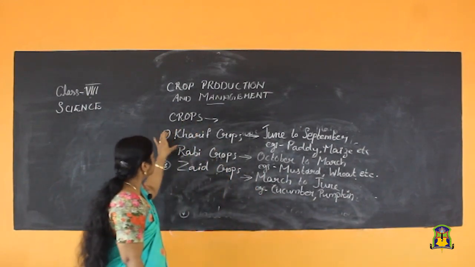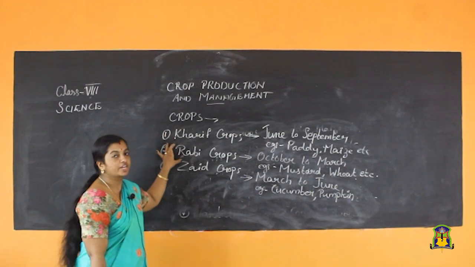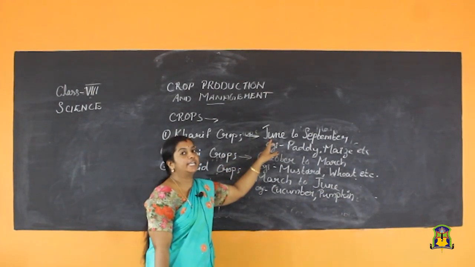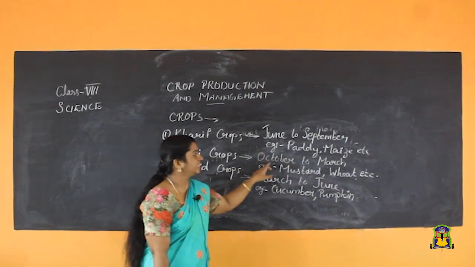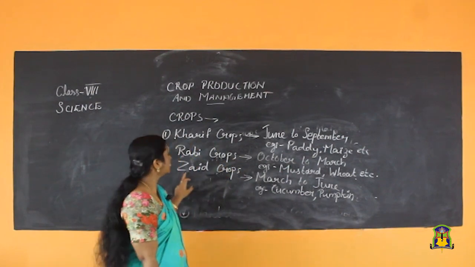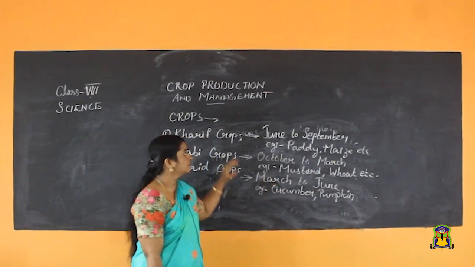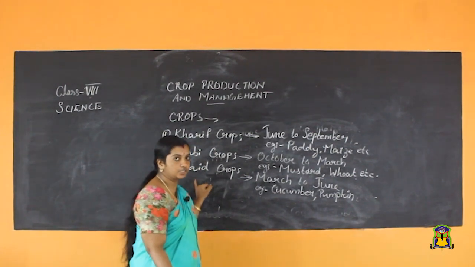So, these are the 3 classifications of crops based on the season of cultivation: kharif crops cultivated during the rainy season, June to September; rabi crops cultivated from October to March; and zaid crops cultivated from March to June. So, clear with this? Kharif crops, rabi crops and zaid crops.